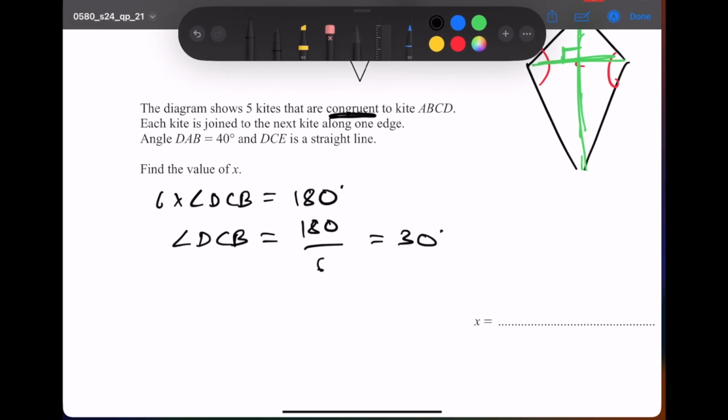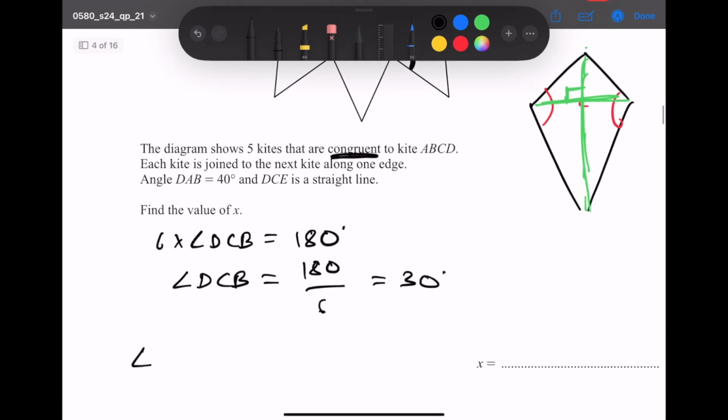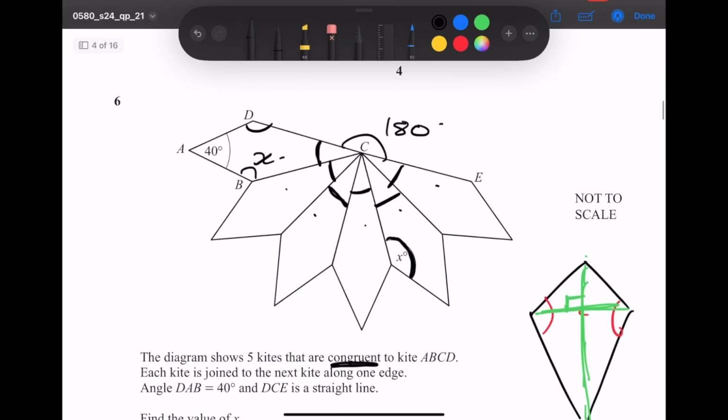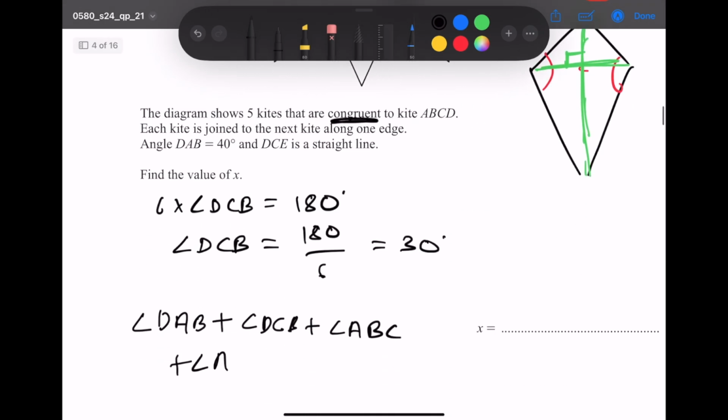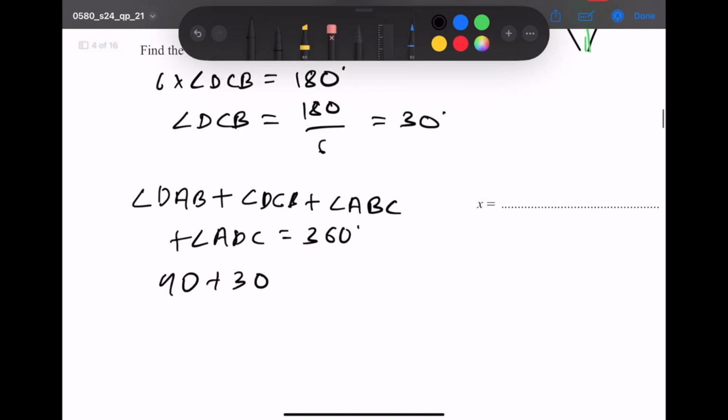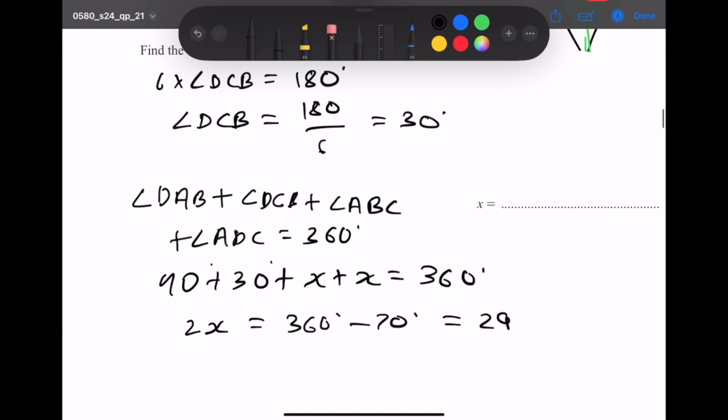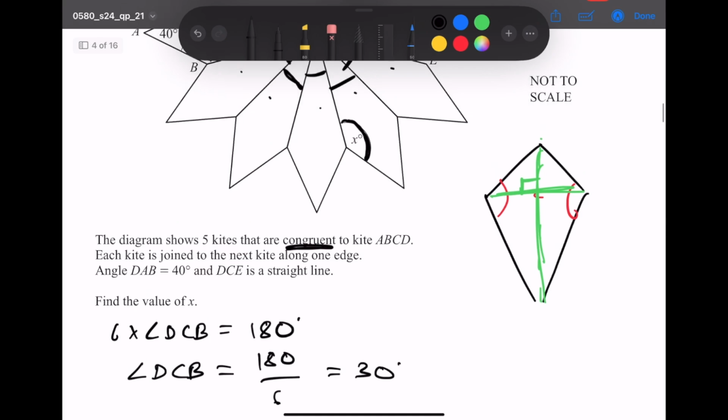So if we have angle DAB plus angle DCB plus angle ABC plus angle ADC, this is equal to 360 degrees. This means that 40 plus 30 plus 2x is equal to 360 degrees. So 2x is equal to 360 degrees minus 70 degrees, which is 290 degrees. So x is equal to 290 divided by 2, which is equal to 145 degrees.